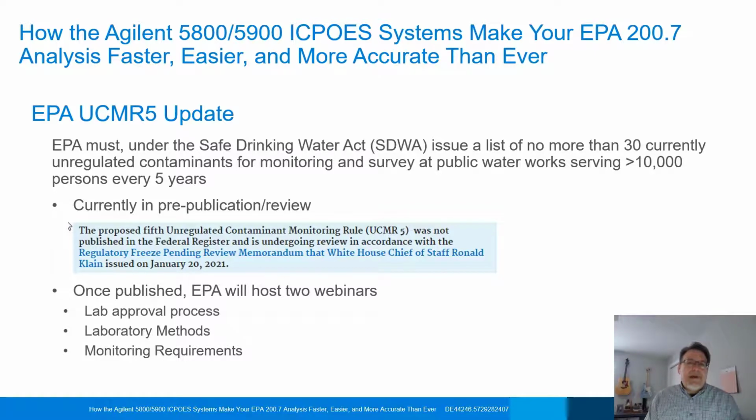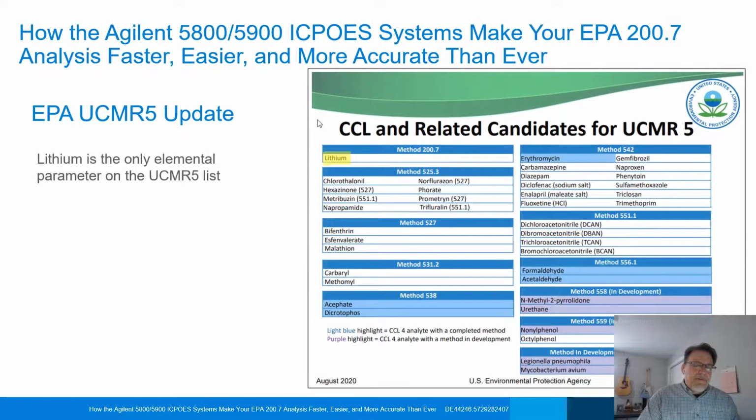Once it's published, the EPA will host a couple of identical webinars, and they'll discuss the lab approval process for the pilot study, laboratory methods, and monitoring requirements. So all this will be discussed. It's something that the EPA goes through about every 5 years, where they add contaminants. In this case, a lot of the contaminants that are being added are PFAS. They've been a lot in the news, these plastics that just don't go away in our environment. But the one that they've added of interest for 200.7 is lithium.